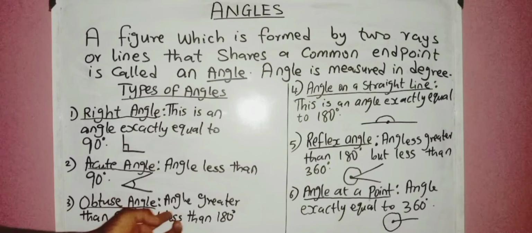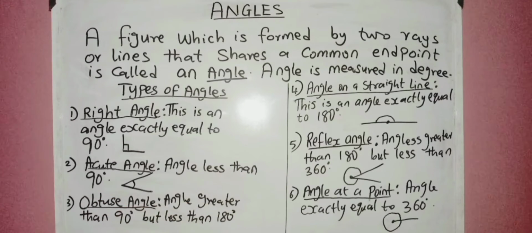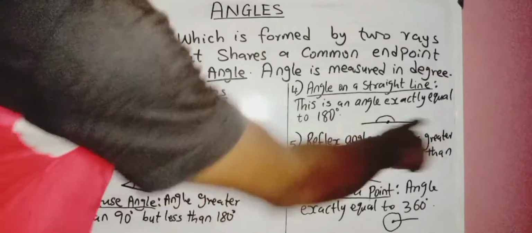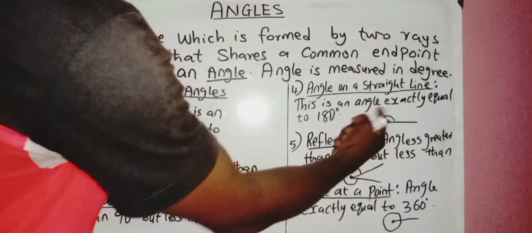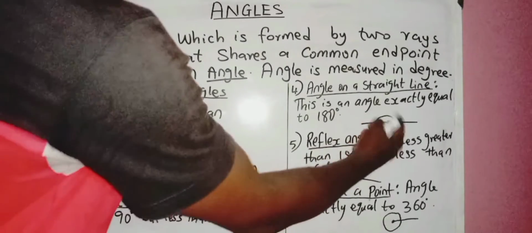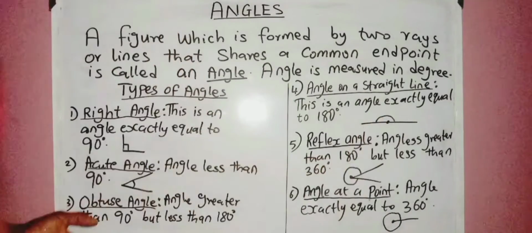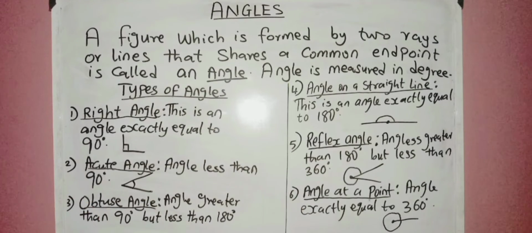Now we move to number 3, which is obtuse angle. An obtuse angle is an angle greater than 90 degrees, but less than 180 degrees. You can see angle 180 here. That's angle formed on a straight line. Just look like a semicircle. That's the angle on a semicircle. The complete nature of angle on a semicircle is what? 180 degrees. That is exactly what we call angle on a straight line.